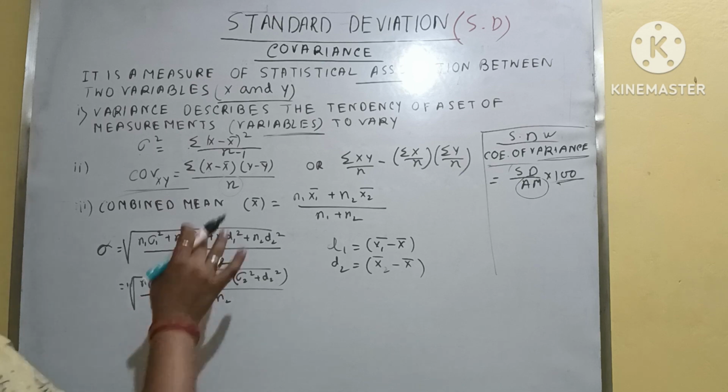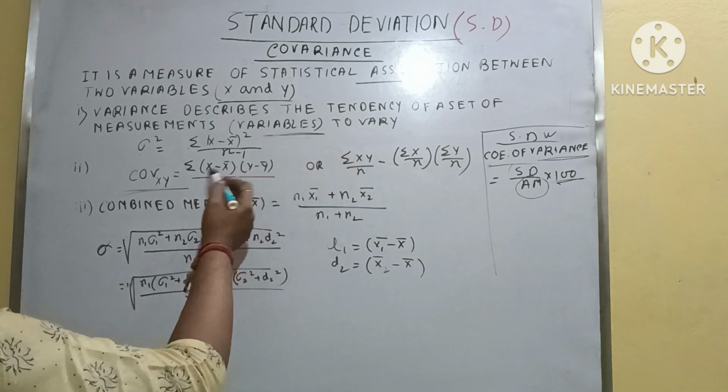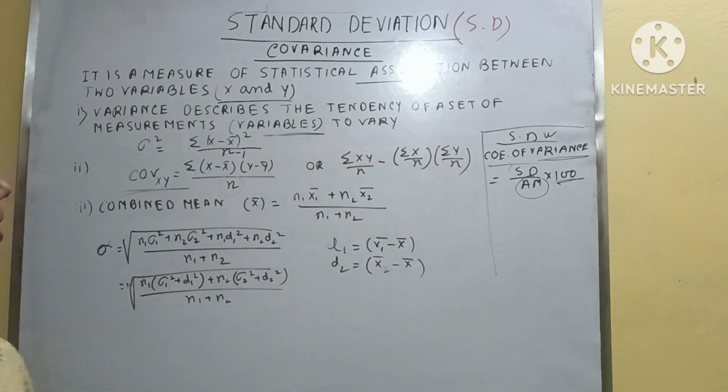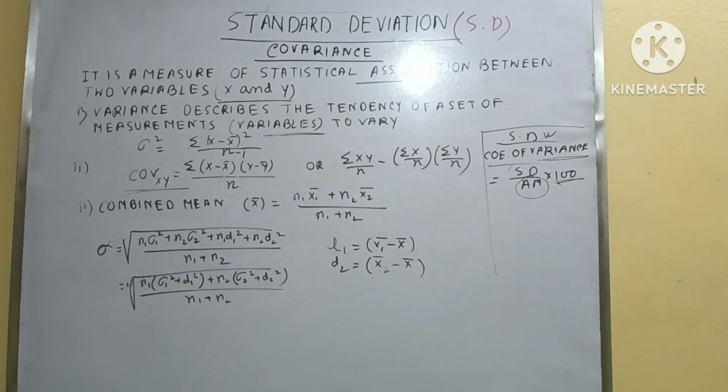And you can write this formula in the easiest form, obviously, that means the summation of xy by n minus summation of x by n and summation of y by n. So you can write this formula in such manner.